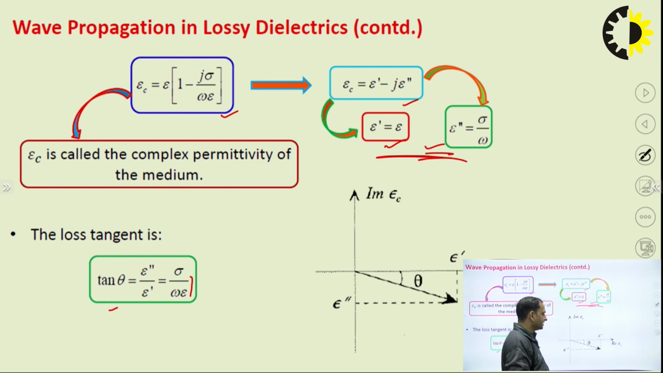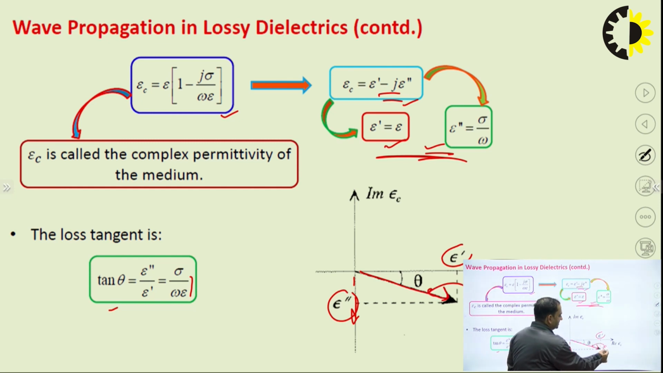We can also represent it graphically. On the real axis is epsilon dash, and epsilon double dash, because it is negative in sign, will be in the opposite direction, in this direction. The resultant of these two gives epsilon c, and the angle between them is theta. This theta is the angle made with the real part of the complex permittivity.